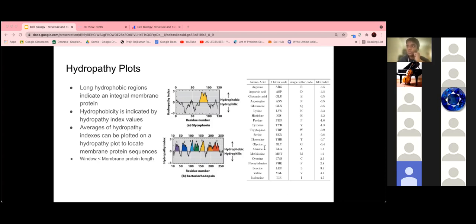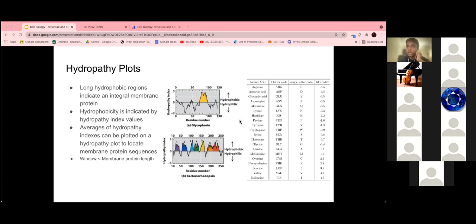Adding on to that, right here is a hydropathy index plot for the protein glycophorin. You can see that there's one hydrophobic region across these amino acid residue numbers. On the bottom here, we have a hydropathy plot for bacteriorhodopsin, which has 7 different hydrophobic regions. Each of those seven regions correlates to one of the 7 alpha helices in the protein.